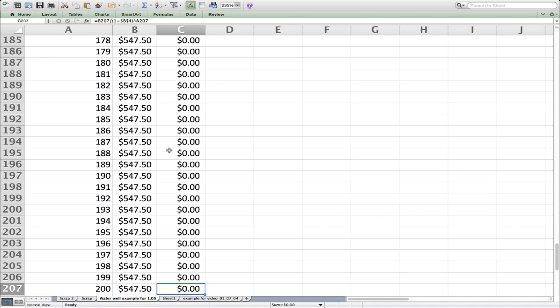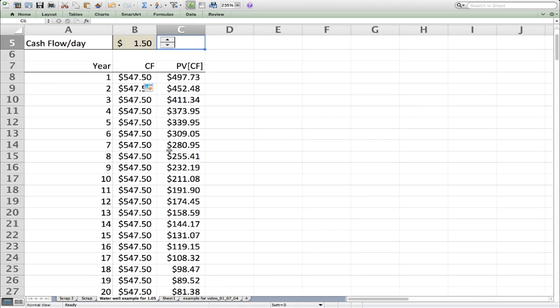By the time I go down 200 years, it's 0. So we really don't need to go out much further than that because we're adding 0 by the time we get out there. In fact, of course, there's some value there. It's 0.000000 something or other. But we can pretty much ignore it once we get past a certain point.